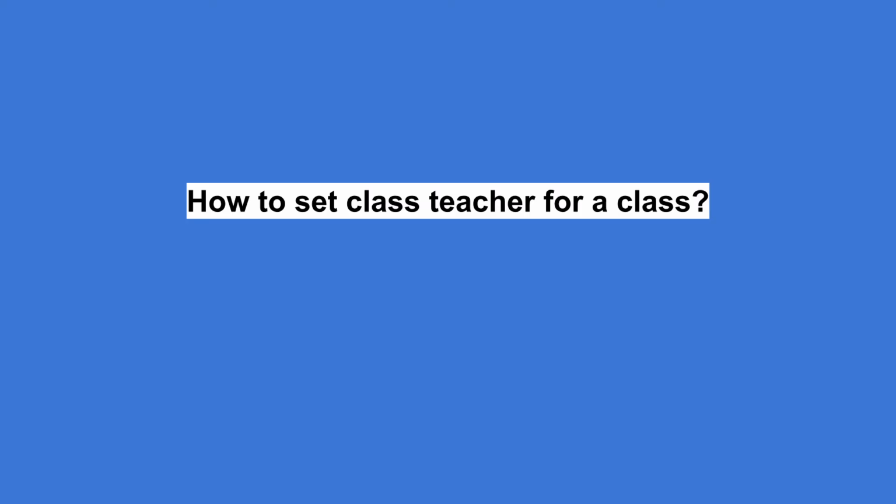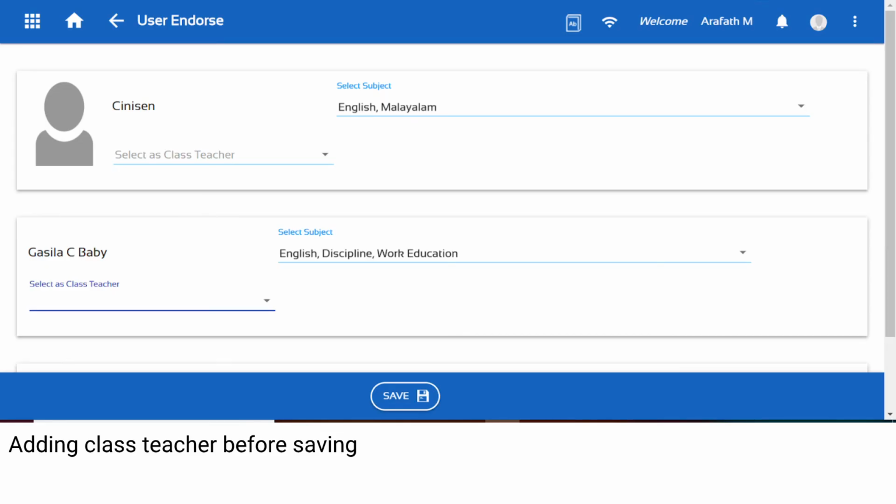Now let's move forward to our next question, that is how to set the class teacher for a class. Class teachers will be there for each class. So let's see how the class teachers are assigned for each class. To set the class teachers, this process can be done while doing the subject endorsement for teachers. You can see across each teacher's name a select as class teacher drop down is shown.